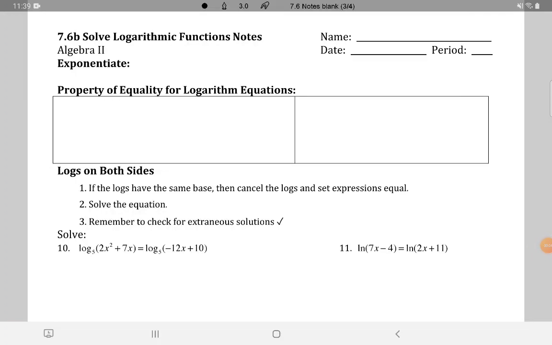Today in Algebra 2, we're going to solve logarithmic functions. So here we go.